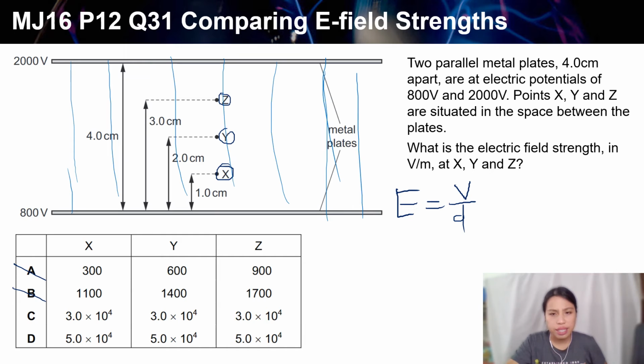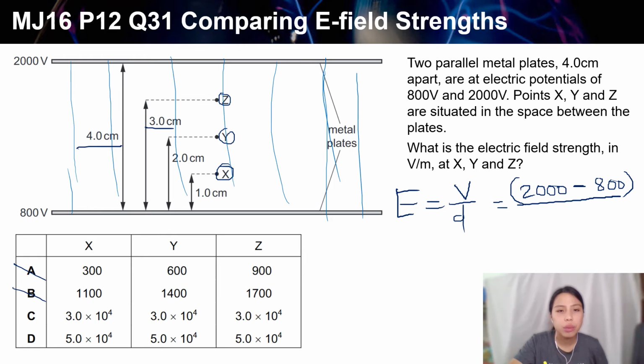The question is, I know V, I can find V, but how do I find V? I know it can be found by taking the difference. So you have 2000 minus 800 volts. Usually I just take the higher one minus the lower one. Well, what do I use for D? Do I use 4 cm, 3 cm, 2 cm, 1 cm? Well, this is the separation between the plates. So you want to take the full plate, so it's 4 cm.